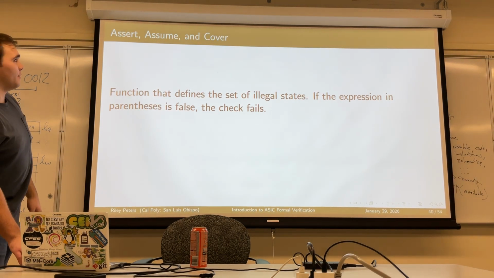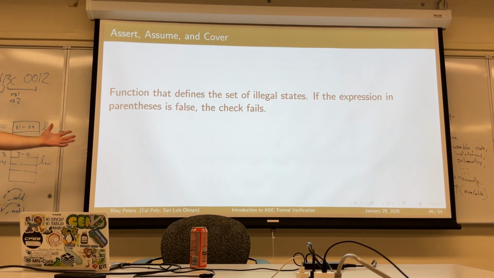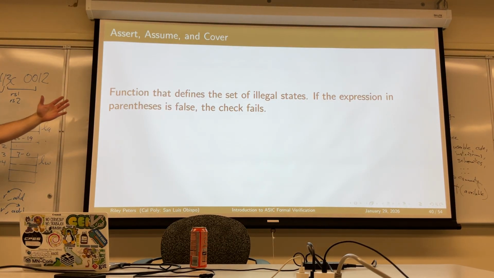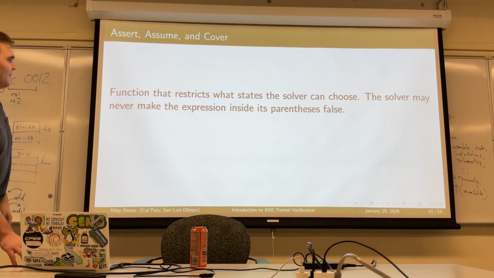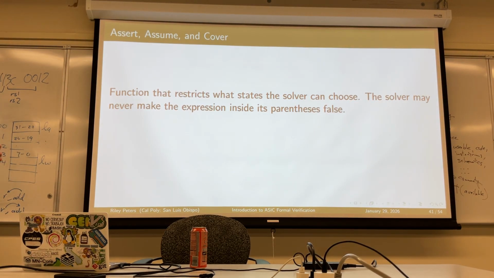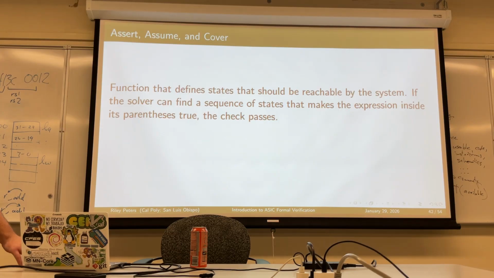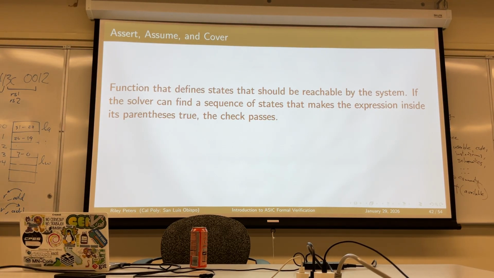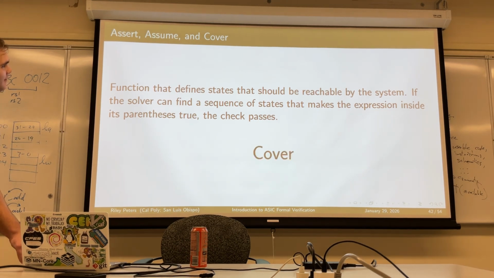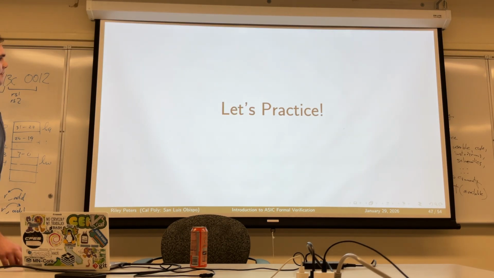For assert, assume, and cover, which function defines the illegal states and will make the check fail if it can find a way to make the stuff inside the parentheses false? Assert. The one that restricts the states that can be covered, telling the solver that this thing can never be false? Assume. And the last one defines a state that should be reachable, and if it finds a way to make it true, then the check passes. That's a cover.